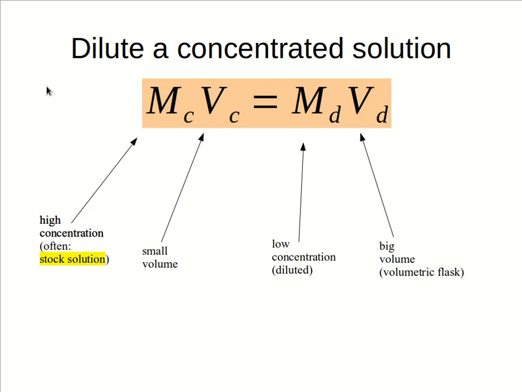So again, here's my formula. This is the high concentration. As a rule, that's the stock solution. This is the small volume because it comes from the pipette. This is the low concentration. In the lab, that's usually what I want to make. On an exam or in class, any of these might be unknown, but in the lab, this is usually what I want to make. This is my target, right? And then this is the big volume. This is always the volumetric flask. So that's that.